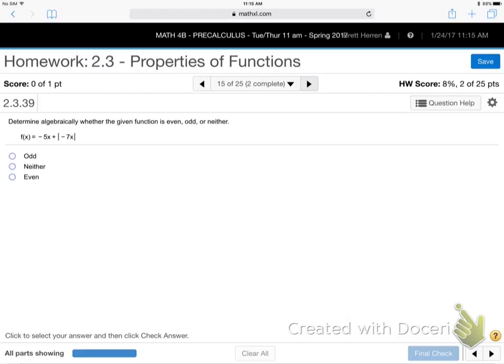All right, try that one. So y equals negative 5x plus absolute value of negative 6. So try it out. Go through those 3 steps. Step 1, plug in negative x in for x. Step 2, simplify whatever you can. Step 3, compare to the original.